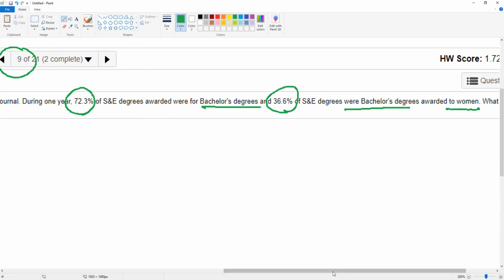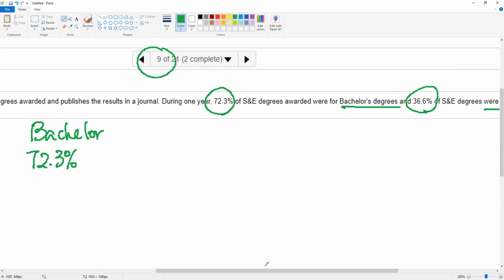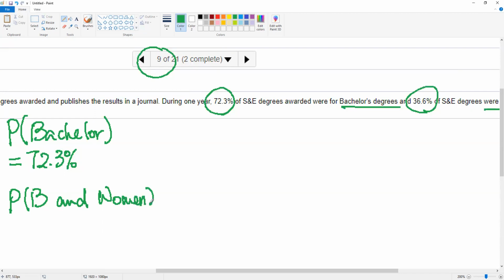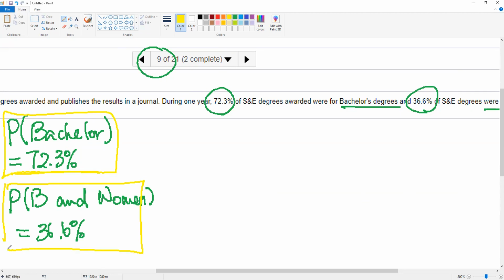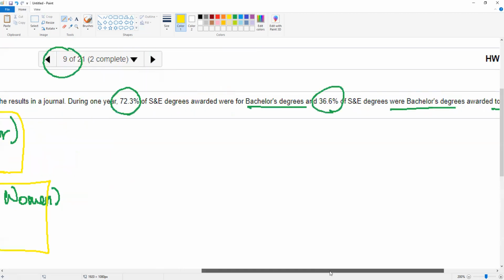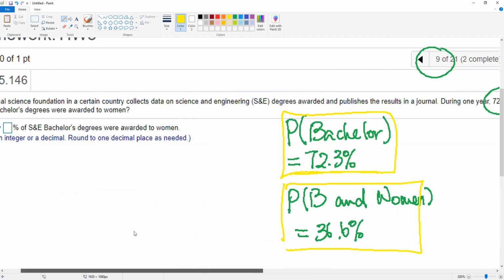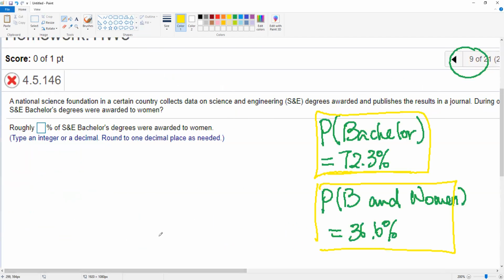So now I can take the other probability of bachelor, and now I can interpret the bachelor and awarded to women. It's a joint probability. It will be 36.6%. Okay, so now we have a marginal probability and the joint probability. And the question is, what percentage is the bachelor degrees awarded to women?